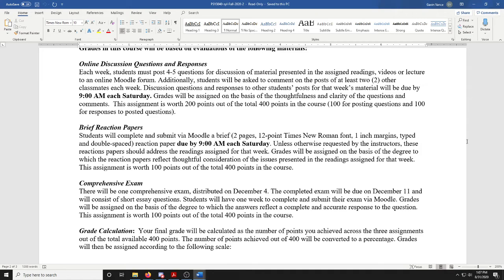And for these brief reaction papers, they're also due by 9 a.m. on Saturday. As we indicate in the syllabus, unless otherwise requested by the instructors, these reaction papers should address the readings assigned for that week. You pick out something that you want to write about for a couple of pages, or maybe shift to a couple of different topics. Whatever grabs your attention, okay? Take an opportunity to write a little bit about it.